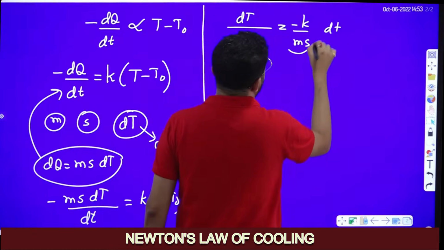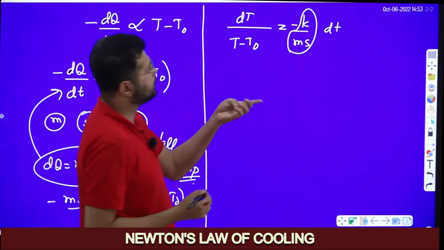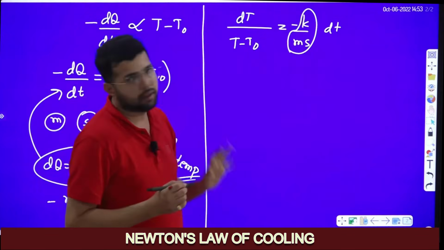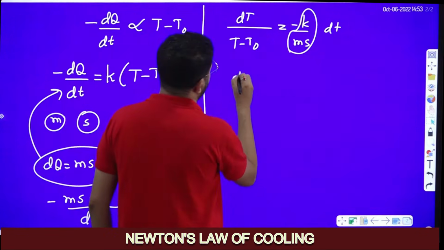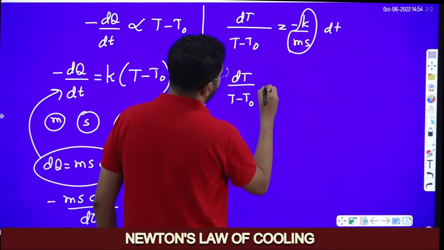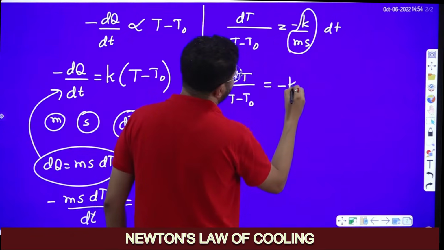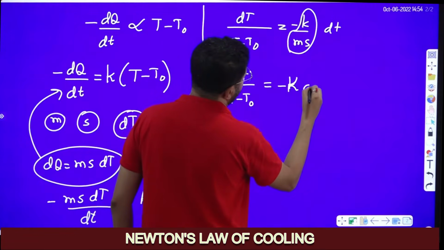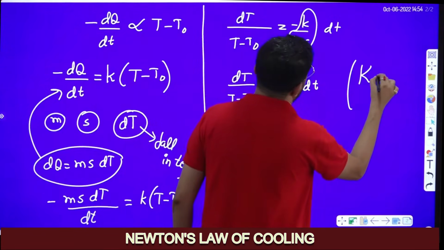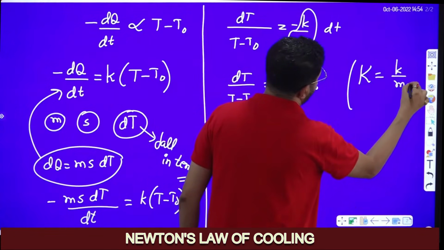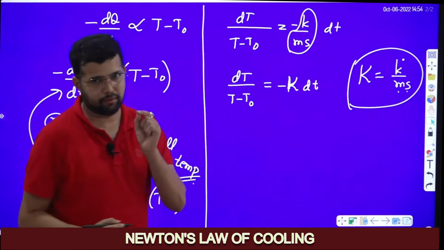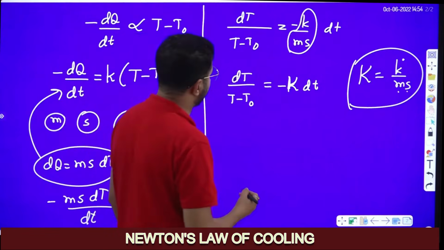Now, this k by ms is also a constant, because k is a constant, the mass of the body is constant, and the specific heat is constant. So, this entire term becomes constant. So, we can write dT divided by T minus T naught is equal to minus K into dt. What is this capital letter K? Capital K is equal to small k divided by ms. Since all these terms are constants, we have replaced them using a single letter.